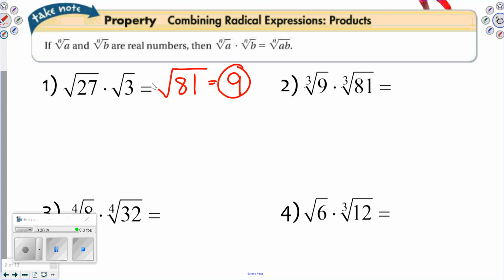Yes. So number 2, the cubed root of 9 times the cubed root of 81, which is? And is that perfect? It would be an ugly mess. That is just 9.